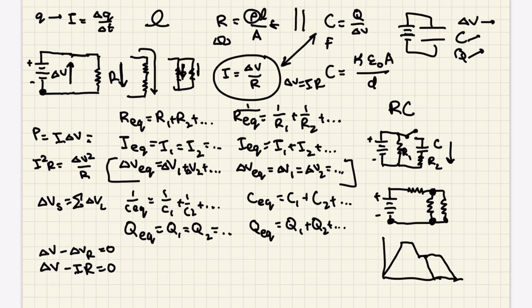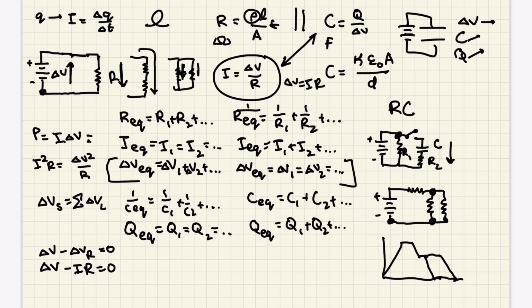Final topic. We talked about Kirchhoff's loop rule. Now there's also Kirchhoff's junction rule. A junction is just a point in a circuit where wires meet, which means it's usually going to be a point where the circuit breaks into parallel sections. And this allows charges to flow through different paths.